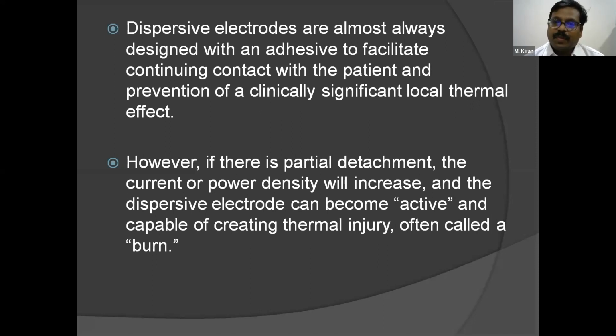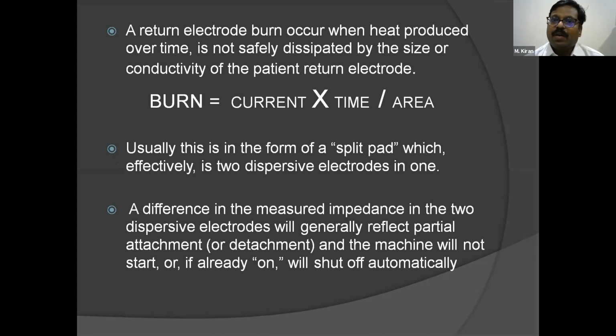However, if there is a partial detachment, the current or power density will increase and the dispersive electrode can become active and capable of creating thermal injury, often called a burn. Sometimes if the return electrode is not attached properly, or if it comes off, it may injure the patient because it will become active. A return electrode burn occurs when heat produced over time is not safely dissipated by the size or conductivity of the patient return electrode. That is, burn is equal to current into time by area.